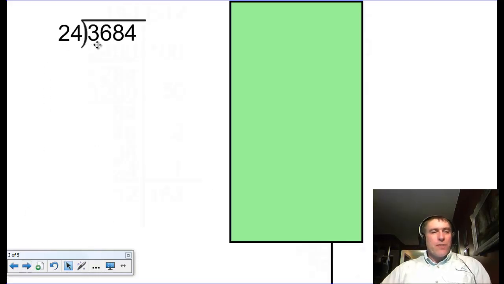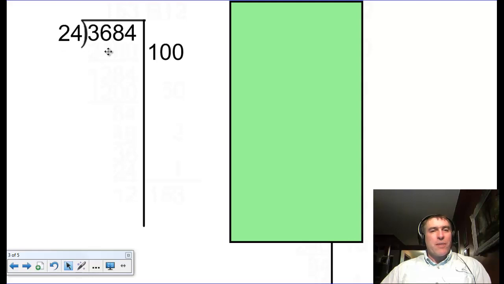So we've got 24. And we say, okay, what can we multiply 24 by to take a significant chunk out of 3,684? Well, let's draw our line down. And can we multiply by 1,000? That would give it 3 zeros. That would be way too big. So let's multiply by 100. When we multiply 24 by 100, we get 2,400. And then we subtract. The number's getting a lot smaller.